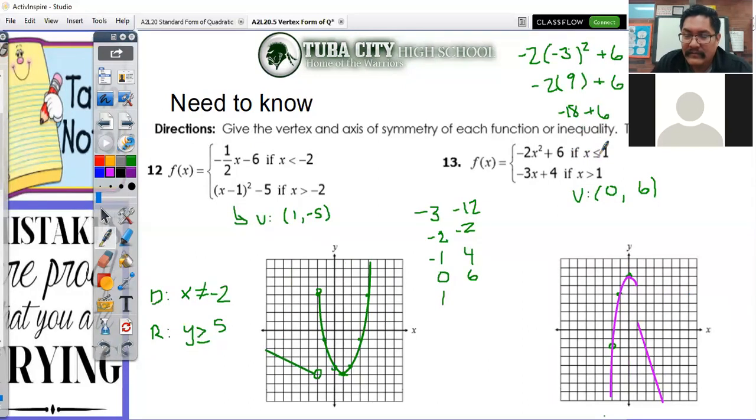Okay, excuse me again. X less than 1. So for x is less than 1, there is an or equal to, so I'm going to use a filled circle or a closed circle. X greater than 1, but no or equal to, so that would be an open circle.